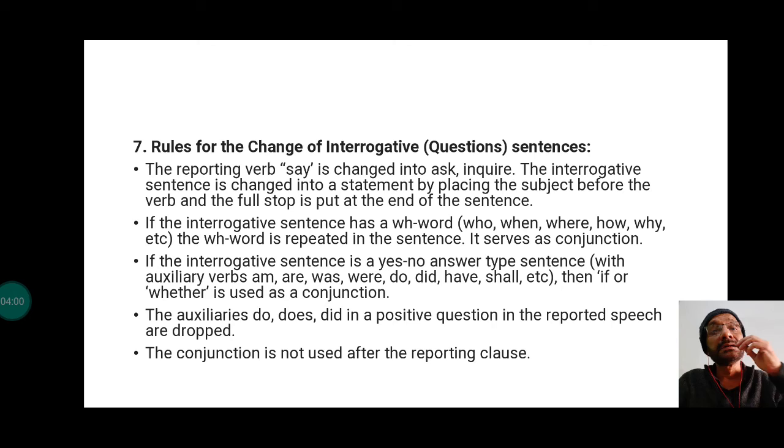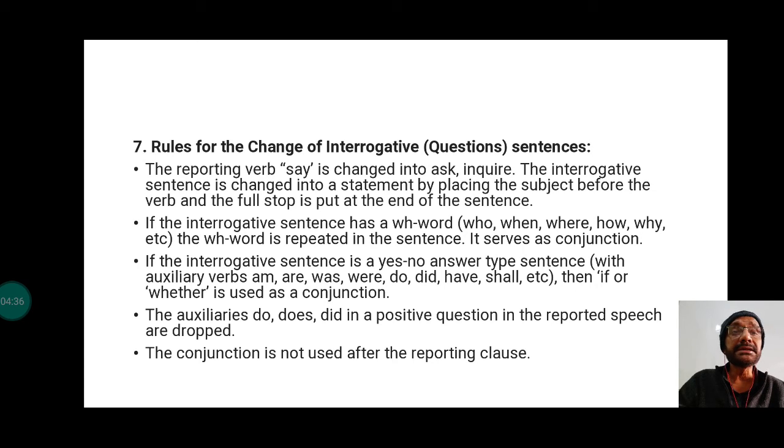Now these come with certain extra rules, which is interrogative sentences, which are question sentences, sentences that ask a question. In direct speech, you ask a question directly. Then it has to be changed into an assertive sentence, a statement. Instead of it sounding like a question, it should sound like a statement. So the reporting verb say is changed to ask or inquire. You can use either of the two.